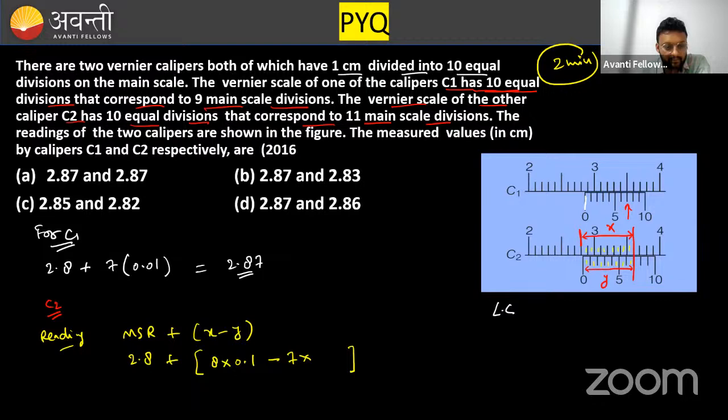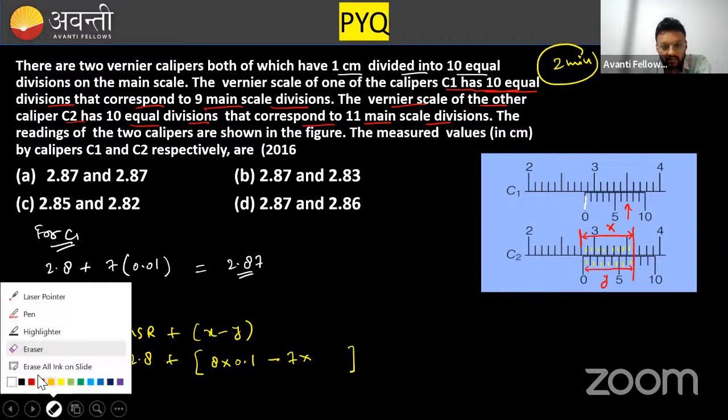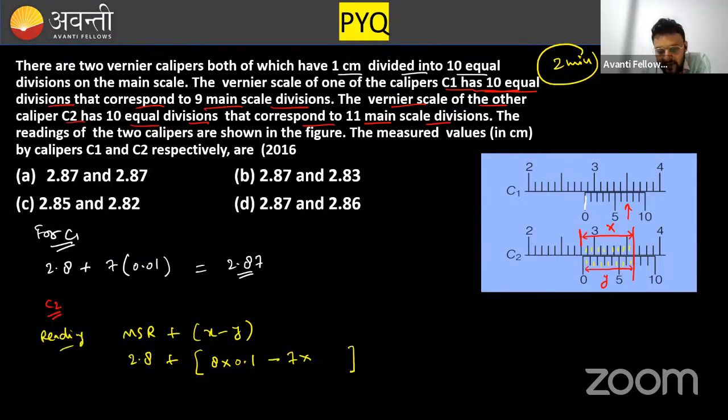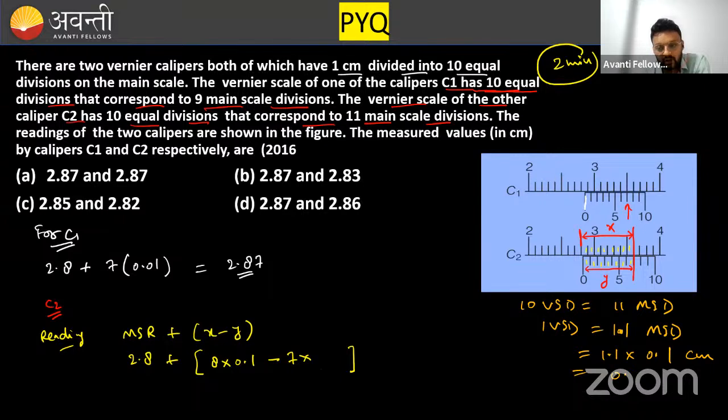अच्छा, मुझे एक बात पता चल रही है, यहाँ पर मुझे 7 के साथ लिखना क्या है, what is the one vernier scale division? And the question says 10 VSD is equal to 11 MSD. So 1 VSD is equal to what? 1.1 MSD. 1.1 MSD is 0.1 सेंटीमीटर. कितना आया ये? 0.11 सेंटीमीटर.